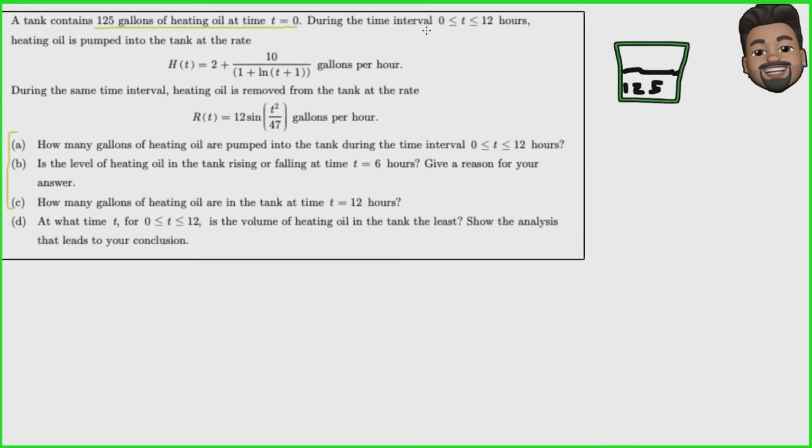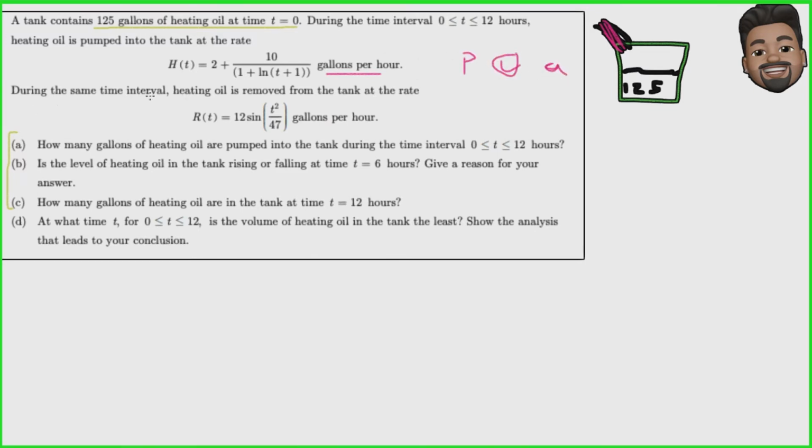During the time interval of 0 to 12, heating oil is pumped into the tank at a rate of H of T. So heating oil is pumped into here. Actually, I meant to change the color. I don't know why it's not changing my color. Oh, here we go. Okay. Heating oil is getting pumped into here by H of T gallons per hour. So if I write PVA, this one is currently in velocity.